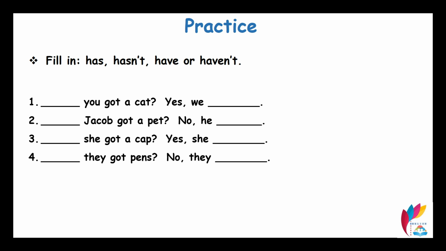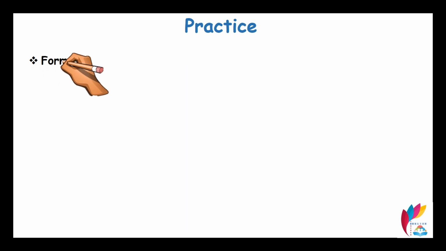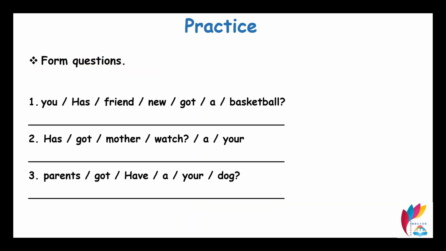The second exercise is about forming questions. We have here three unmixed questions. You, has, friend, new, got a basketball. So from these words, please form a question. We start with what and we end with what. You tell me, of course, in the comments below.